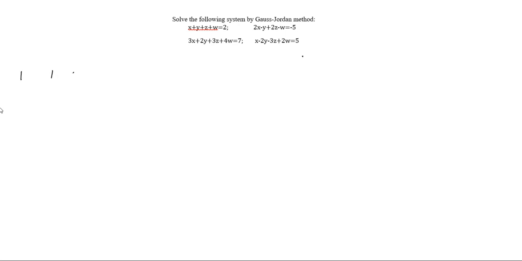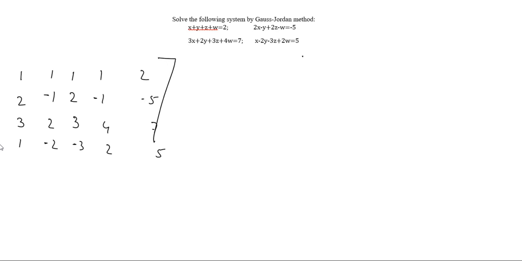1, 1, 1, 1, 2. Second equation: 2, minus 1, 2, minus 1, minus 5. 3, 2, 3, 4, 7. 1, minus 2, minus 3, 2, 5. This is the equation. This is how we form the matrix.